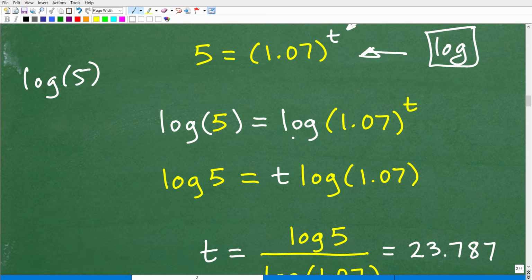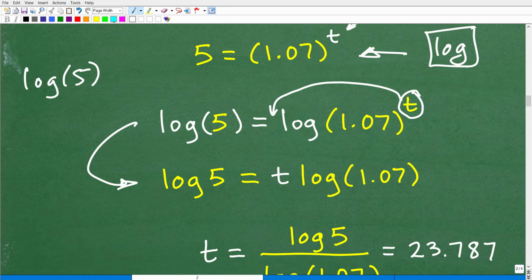And then, of course, we're going to take the log of 1.07 to the t power. Now, this next step requires an understanding of properties of logarithms. One of the most important properties is when we take the log of a power, see this little t up here? I can actually drop that down in front of the log. That's a property of logarithms that you have to learn. So you can see now I'm at log 5 is equal to t times log 1.07.